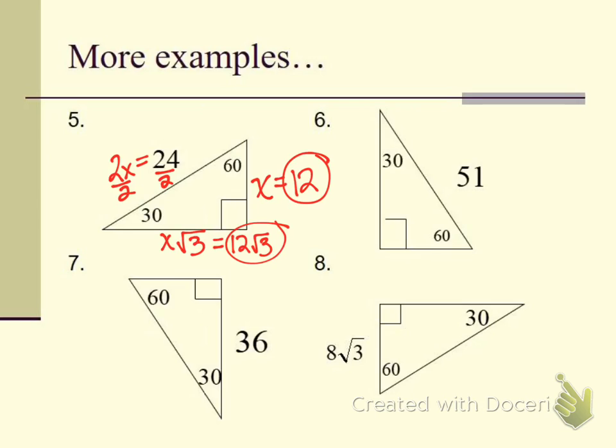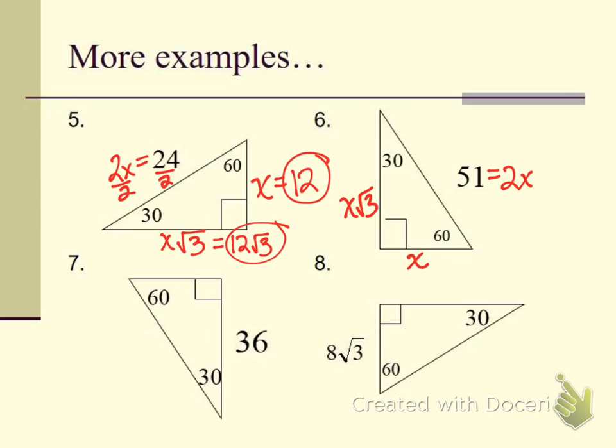All right, we start the process over again on number 6. Across from the 30, what should I label it? X. Across from the 60, x radical 3. And across from the 90, 2x. So I set that one up as an equation because they already put a number there.